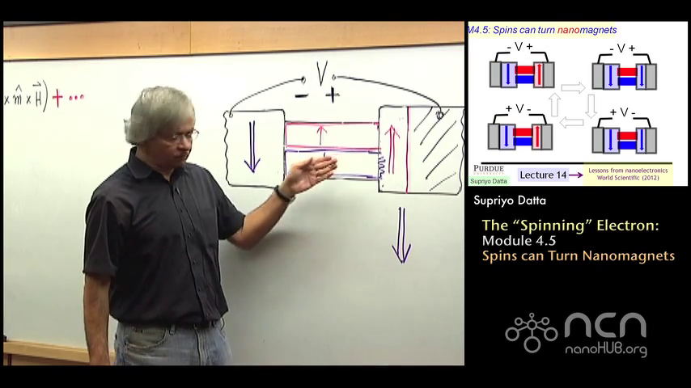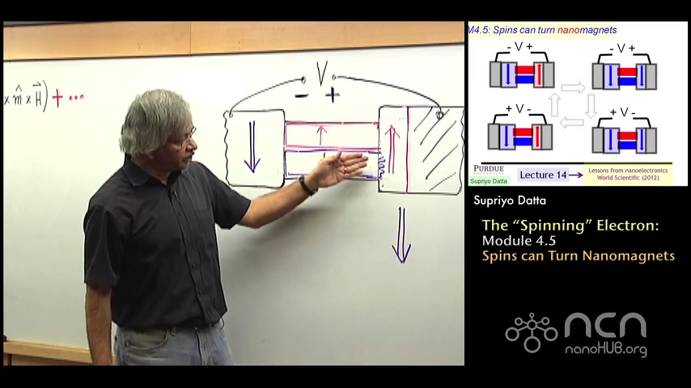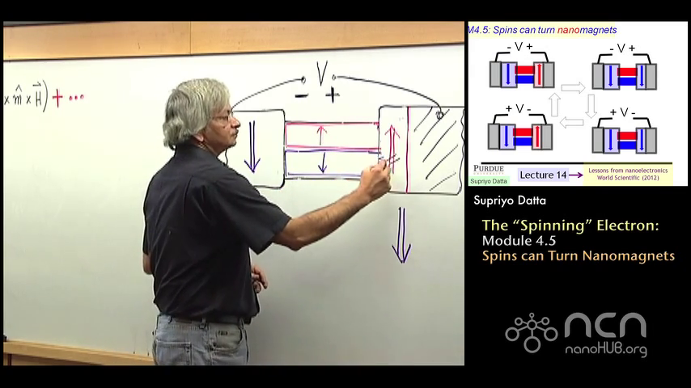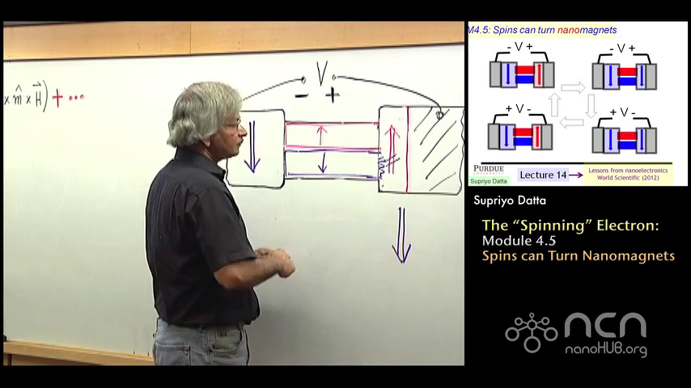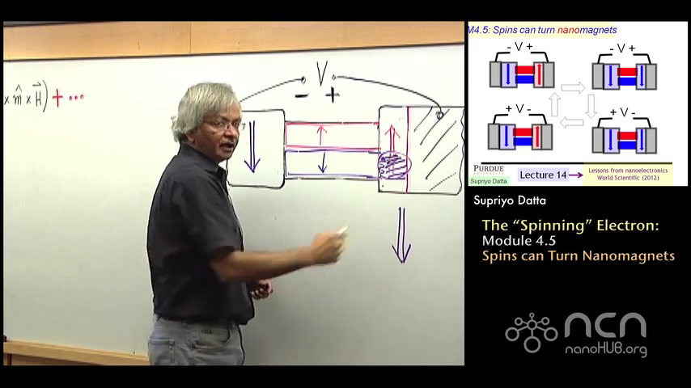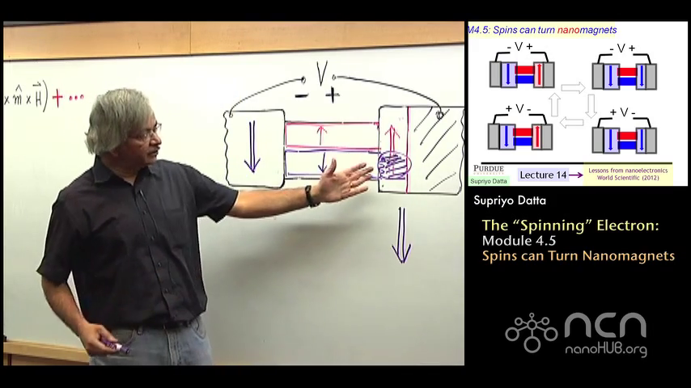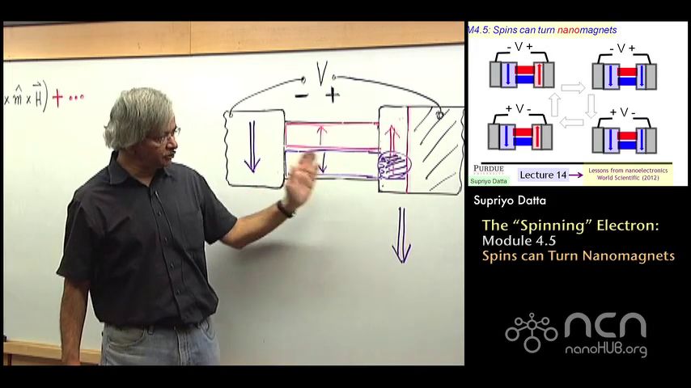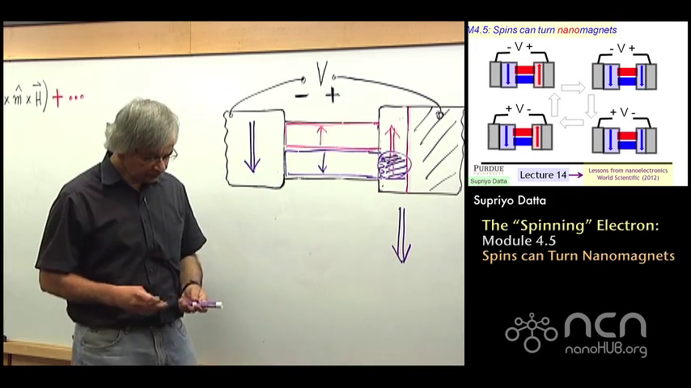And now if you have all these blue spins come in here, it will flood this entire region and it will act on the entire magnet. And with enough of it, if the current is big enough, it will turn that magnet. And that is how you could write information.